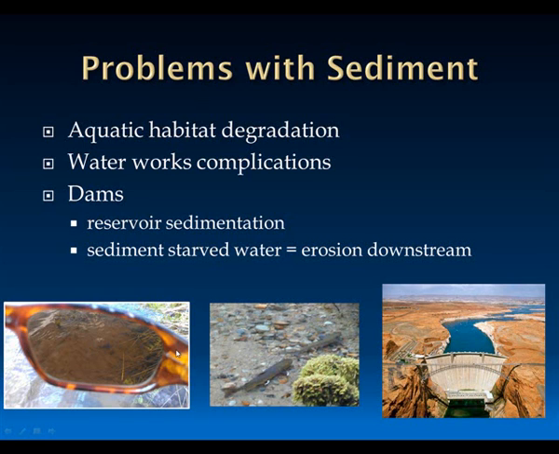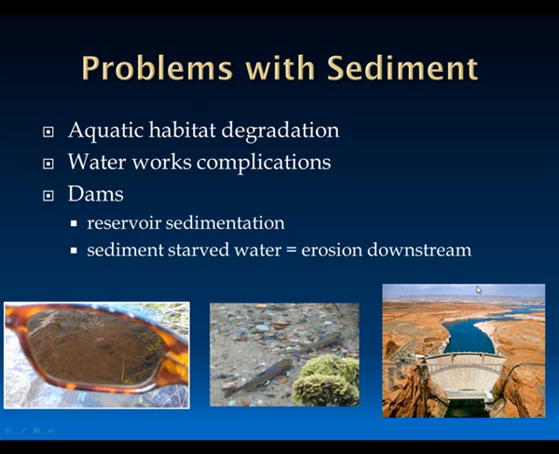Similarly, if cities get their drinking water out of surface water sources, or irrigation works where people are diverting water, lots of sedimentation can cause big problems. Irrigation companies spend a lot of money each year often cleaning out canals from sediment issues.